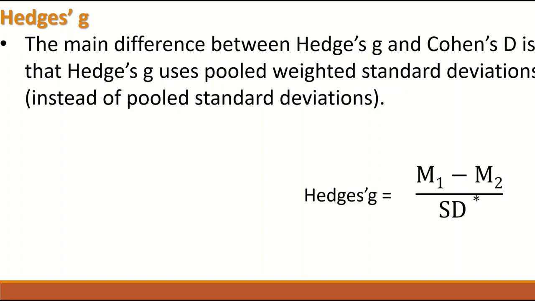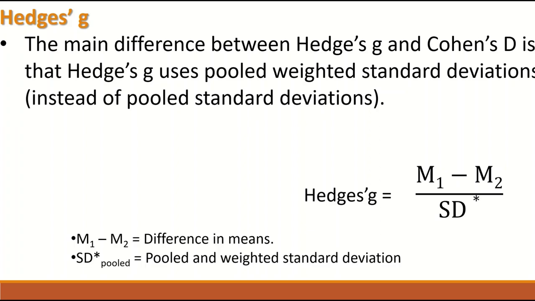So the equation for Hedges G is equal to the mean for the first group minus the mean for the second group, divided by the standard deviation, which in this case is the pooled and weighted standard deviation. This is the formula for how to calculate Hedges G, which is an estimate of the effect size. A larger value for Hedges G means that the difference between the two variables is large, a smaller one means the difference is small, but this Hedges G is standardized.